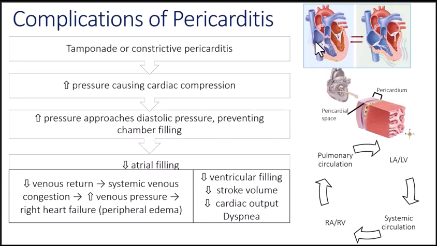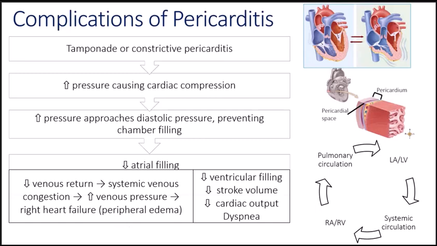This is going to create pressure changes now where we're going to have a reduction in how much blood is actually returned to the heart, venous return. And so if it's not returned to the heart, we know it's going to back up and it's going to cause systemic venous congestion. Continued increased venous pressure can lead to right heart failure and peripheral edema, as talked about in class.